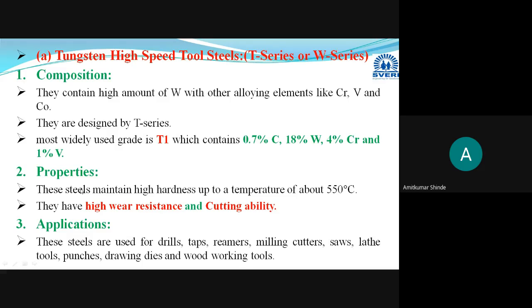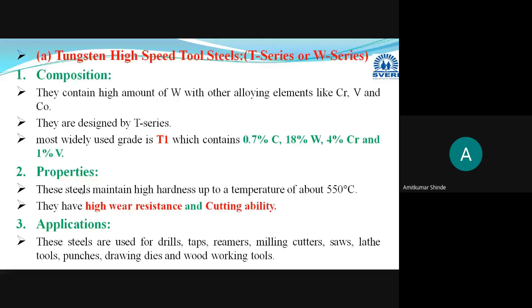Some common properties will be there. These steels have high hardness at higher temperature ranges, and they provide high wear resistance and very good cutting ability. Now for applications, different tools are manufactured with the help of these high speed tool steels: the different types of drills, taps, reamers, different cutters which we are using in milling operations, different saws, different kinds of punches, and different tools which we are using in lathe operations or in woodworking operations.